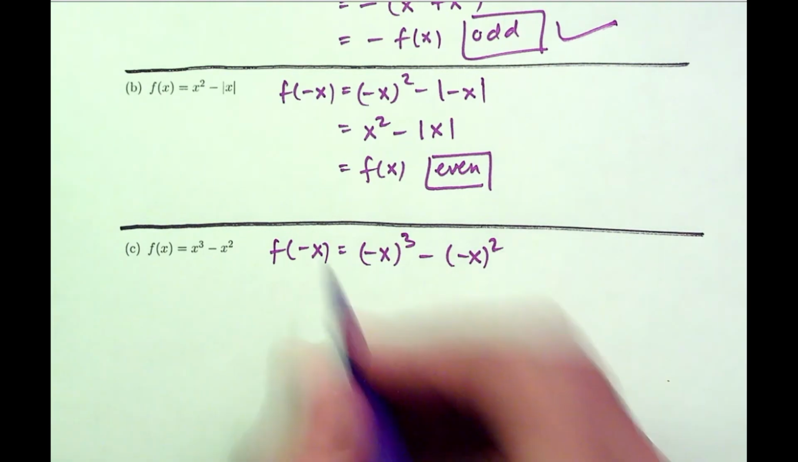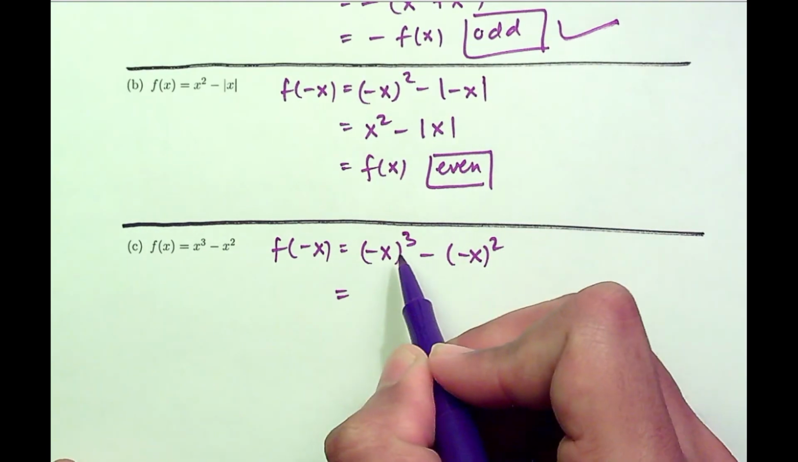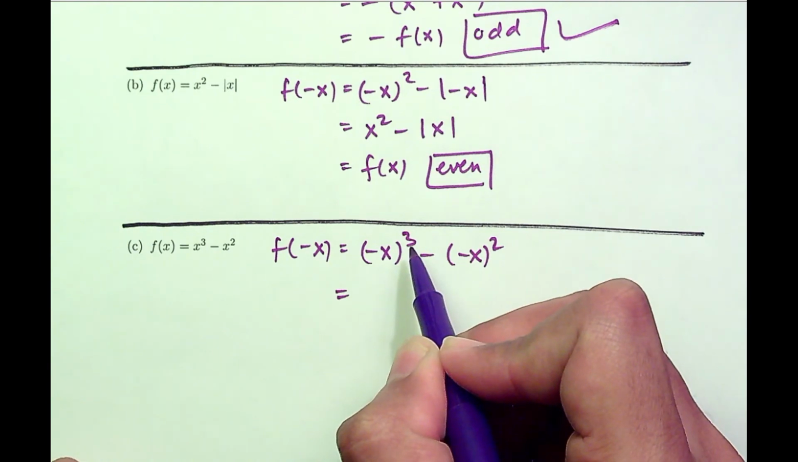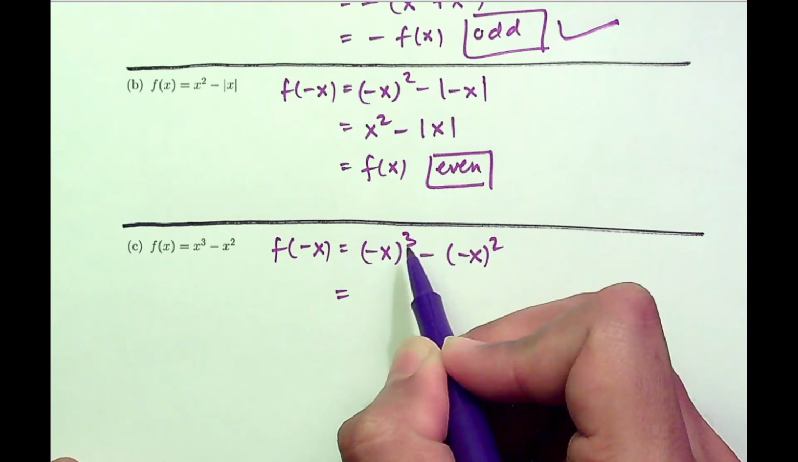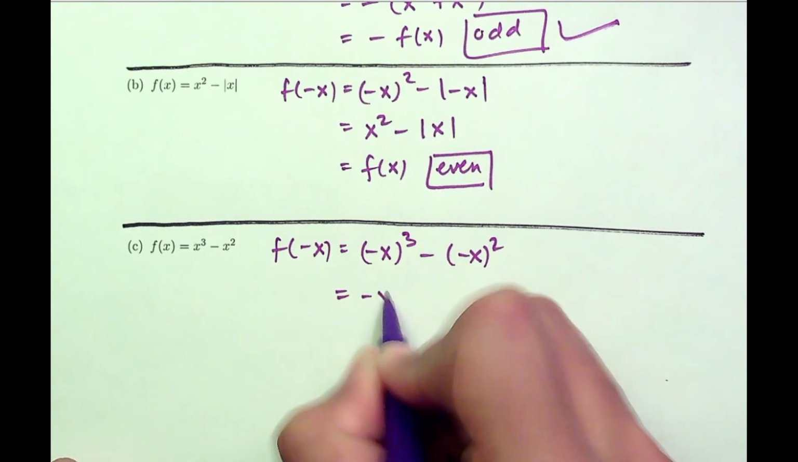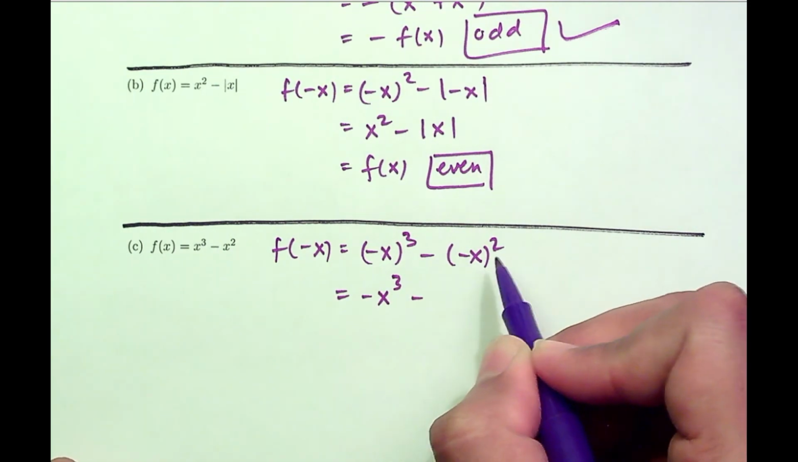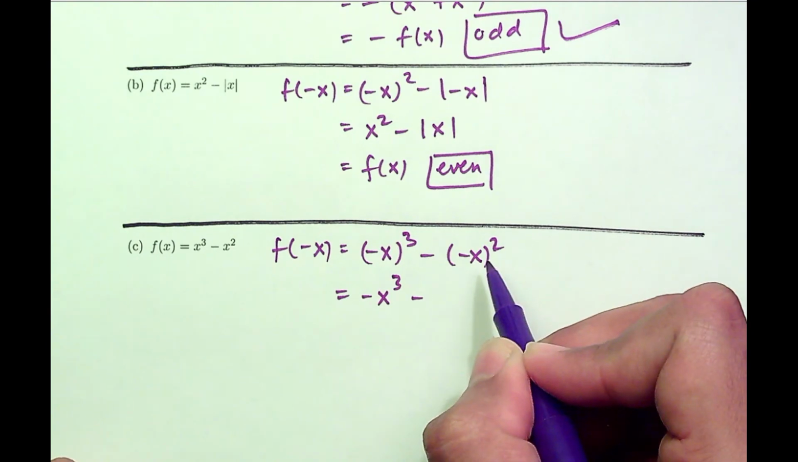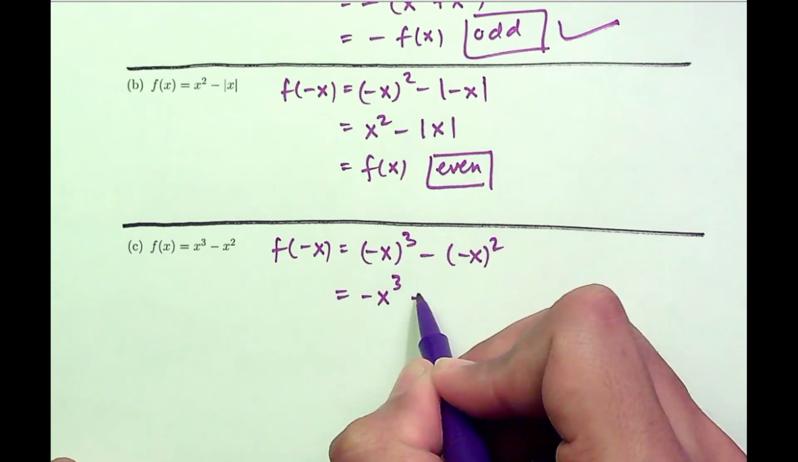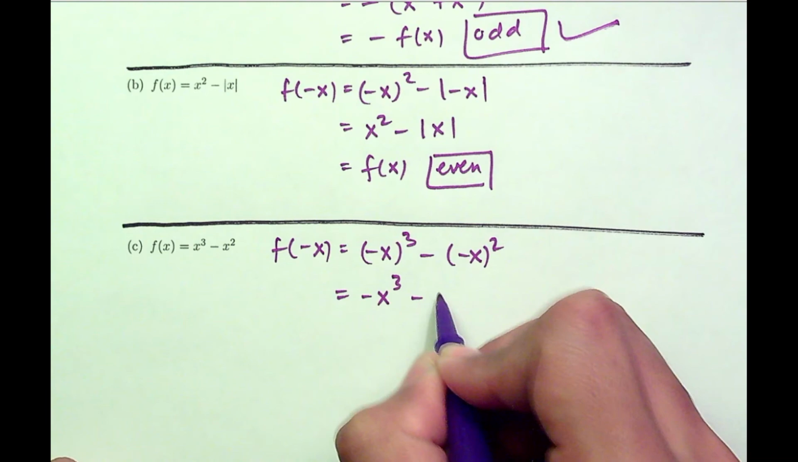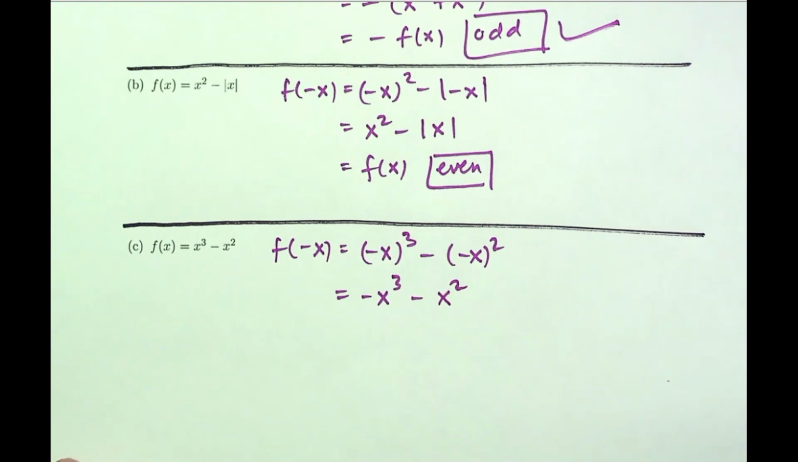Then simplifying, this is an odd power. So when you raise negative x to the odd power, you're going to get a negative x cubed. And then this one, negative x to the even power, is going to be positive x squared. This minus is that minus, but then this becomes the x squared. So you end up with that.